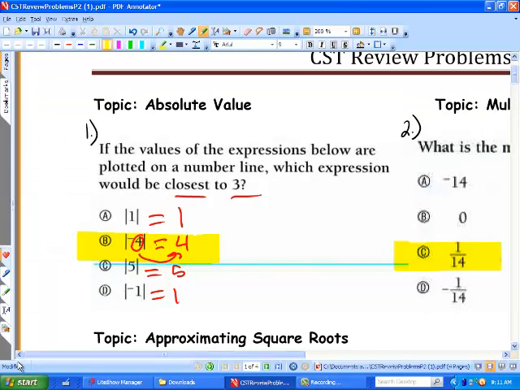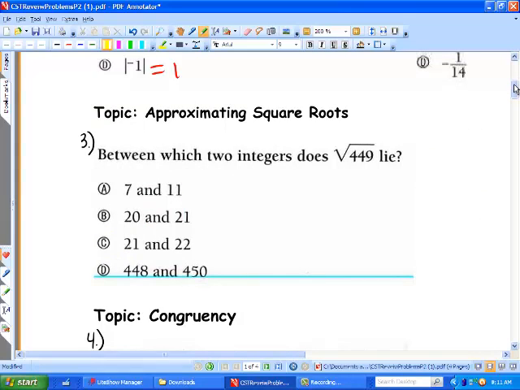We look at our next problem, 3. Between which two integers does the square root of 449 lie? Well, we're taking the square root, but all of our answer choices are already simplified as square roots. So we can actually work this problem backwards. That means we would end up squaring our answers and comparing it to the number inside the square root.